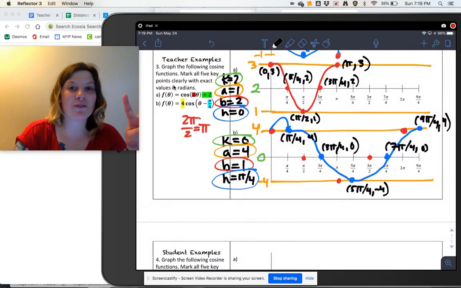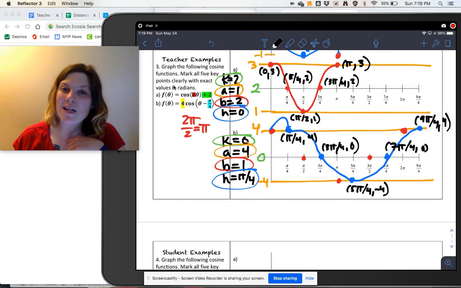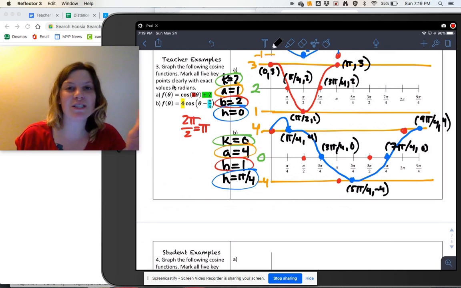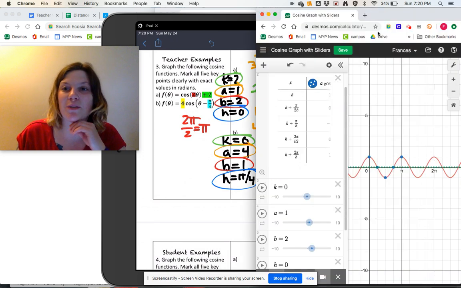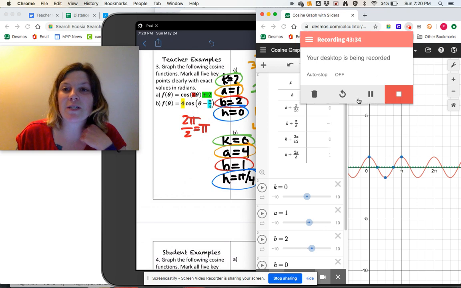So go ahead and give your examples a shot. Press pause, push yourself. You don't need to just see me do it. You don't need to just see the answers. You need to actually prove to yourself that you know it. So go ahead and pause the video and try it.